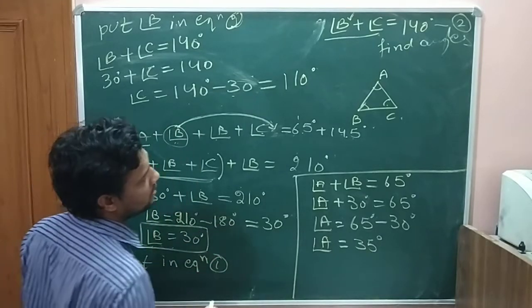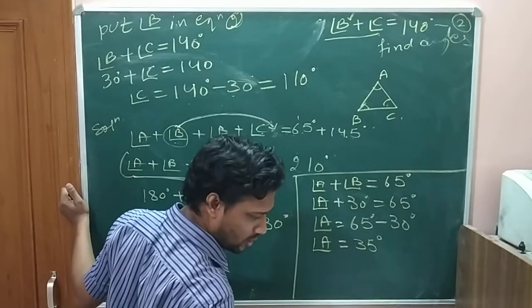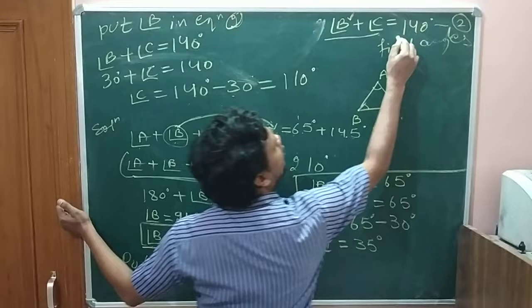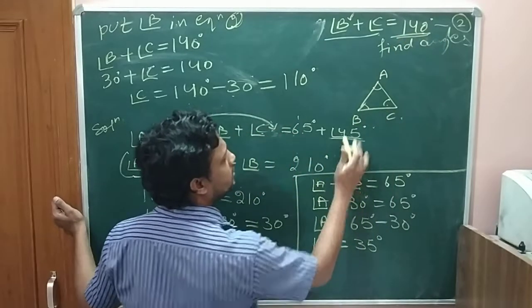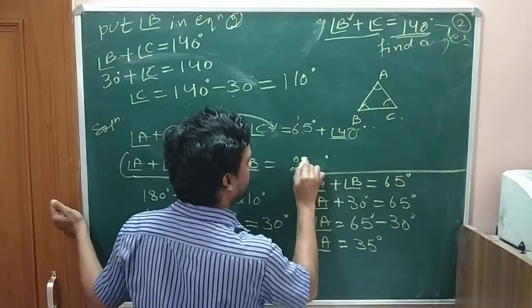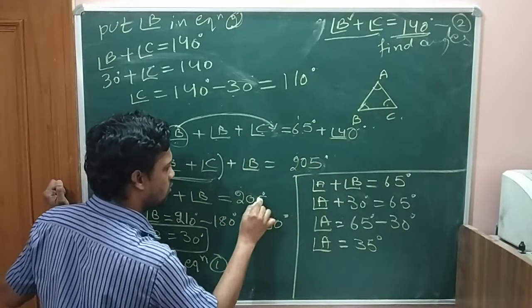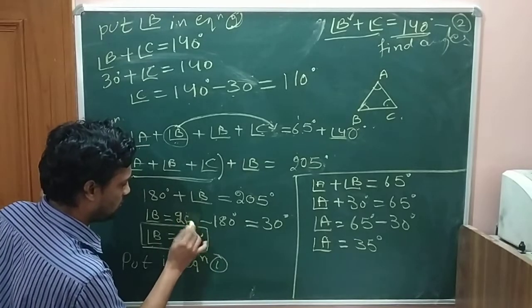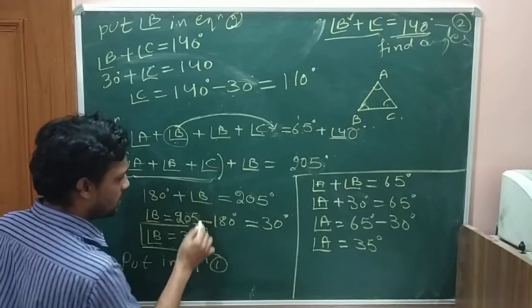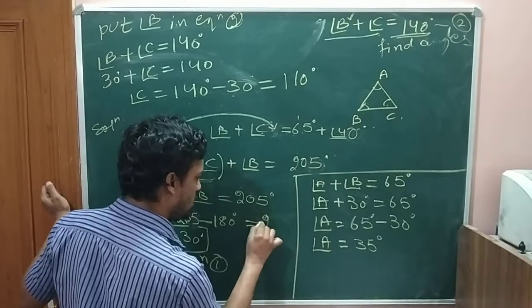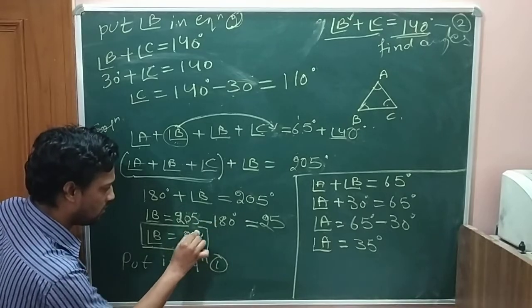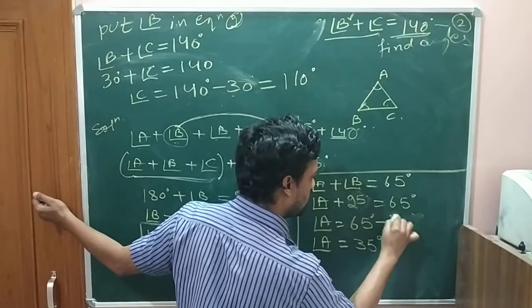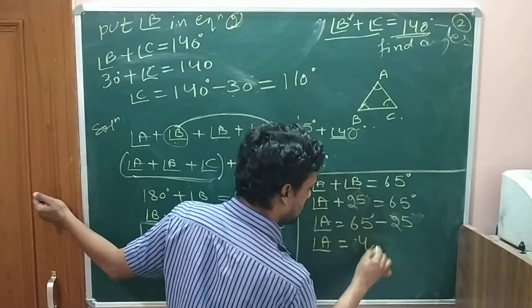There is some mistake here. Actually, it is 140 and I wrote 145 here. So you know the concept, I am just changing the values. 205 minus 180 comes to 25. So the value of B is 25, and 65 minus 25 becomes 40.